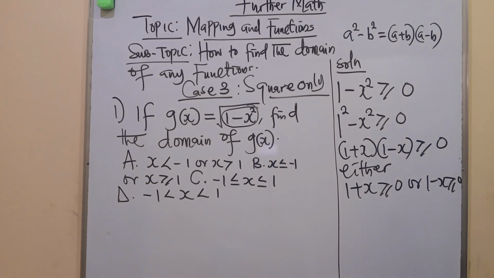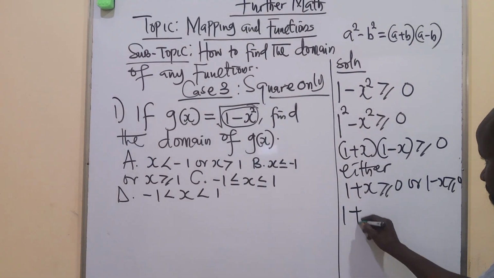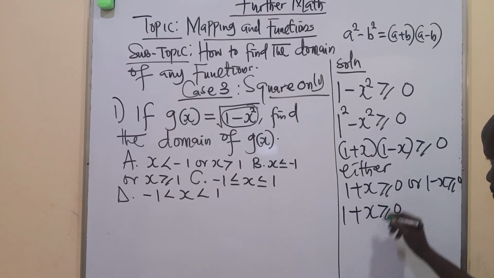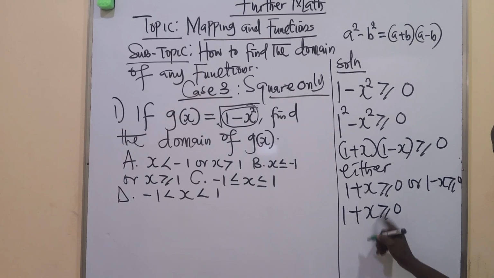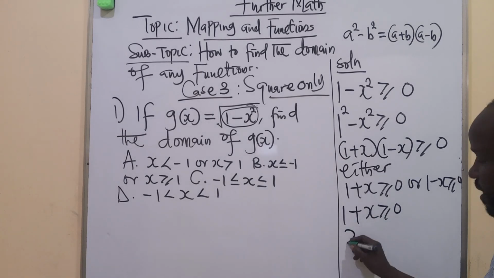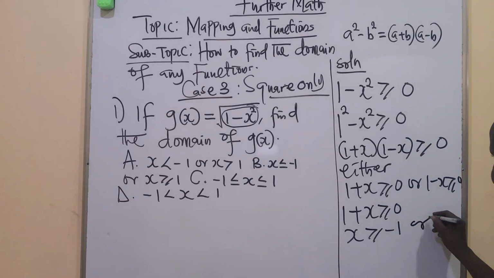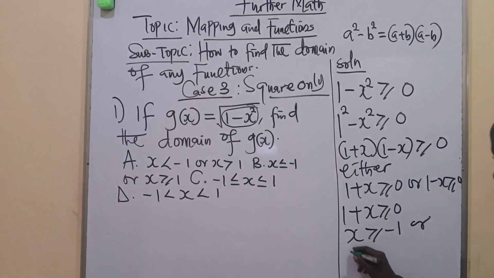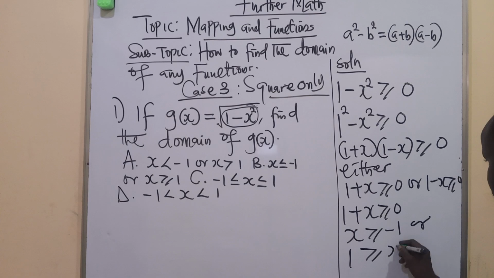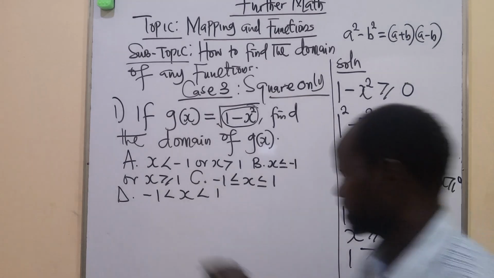Very important. Okay, let's solve for x. We have 1 minus x is greater than 0. We can collect like terms here. We can write this as x greater than minus 1, or if you collect like terms here, 1 will be greater than x. These are the two values of x.